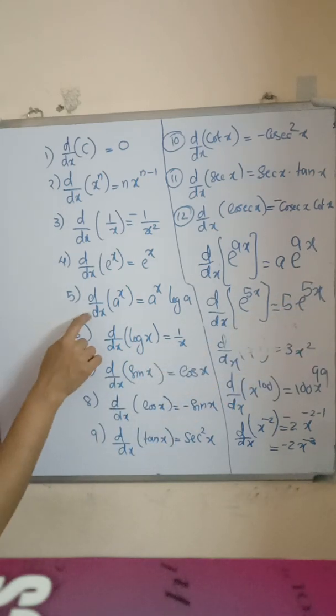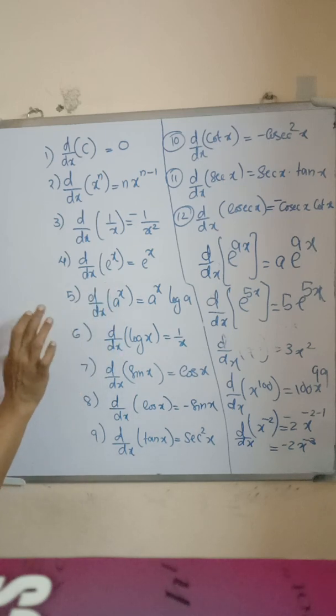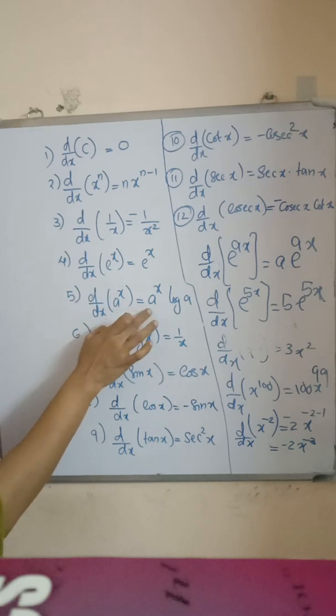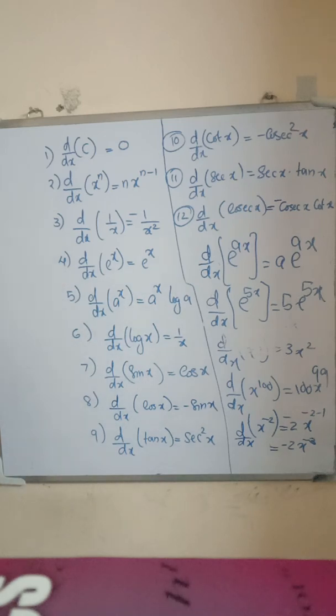Next is d by dx of a raised to x. d by dx of a raised to x is a raised to x log a.